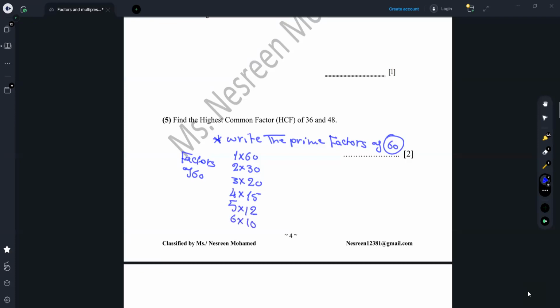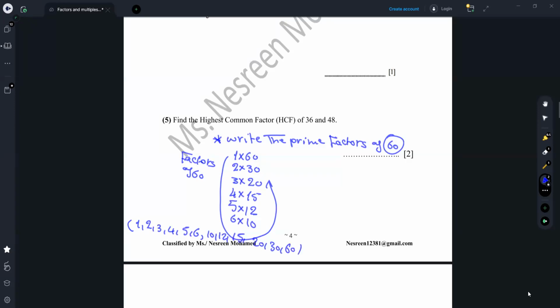6 multiply 10. So factors of 60, when I say just the word factors, it will be 1, 2, 3, 4, 5, 6. Go in an ascending order like this. And then after that, 10, 12, 15, 20, and 30 and 60.